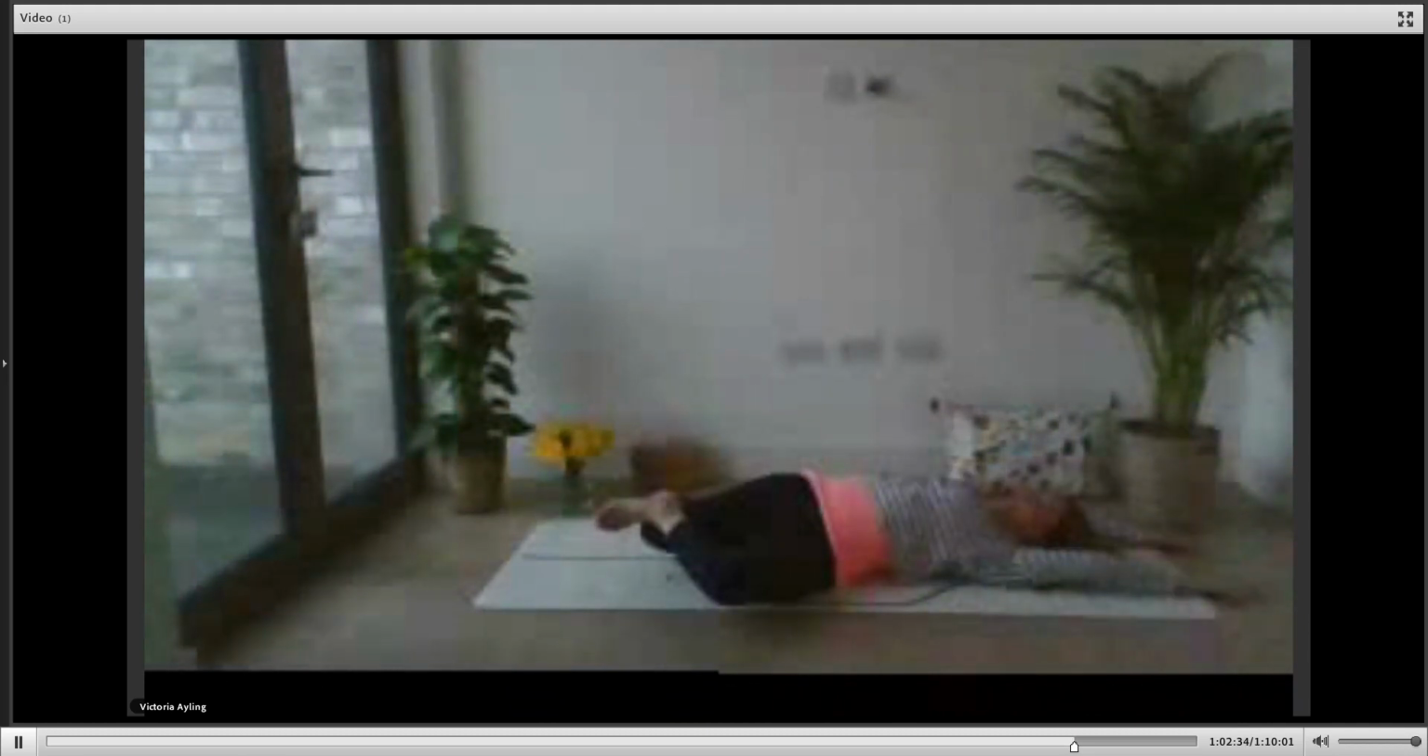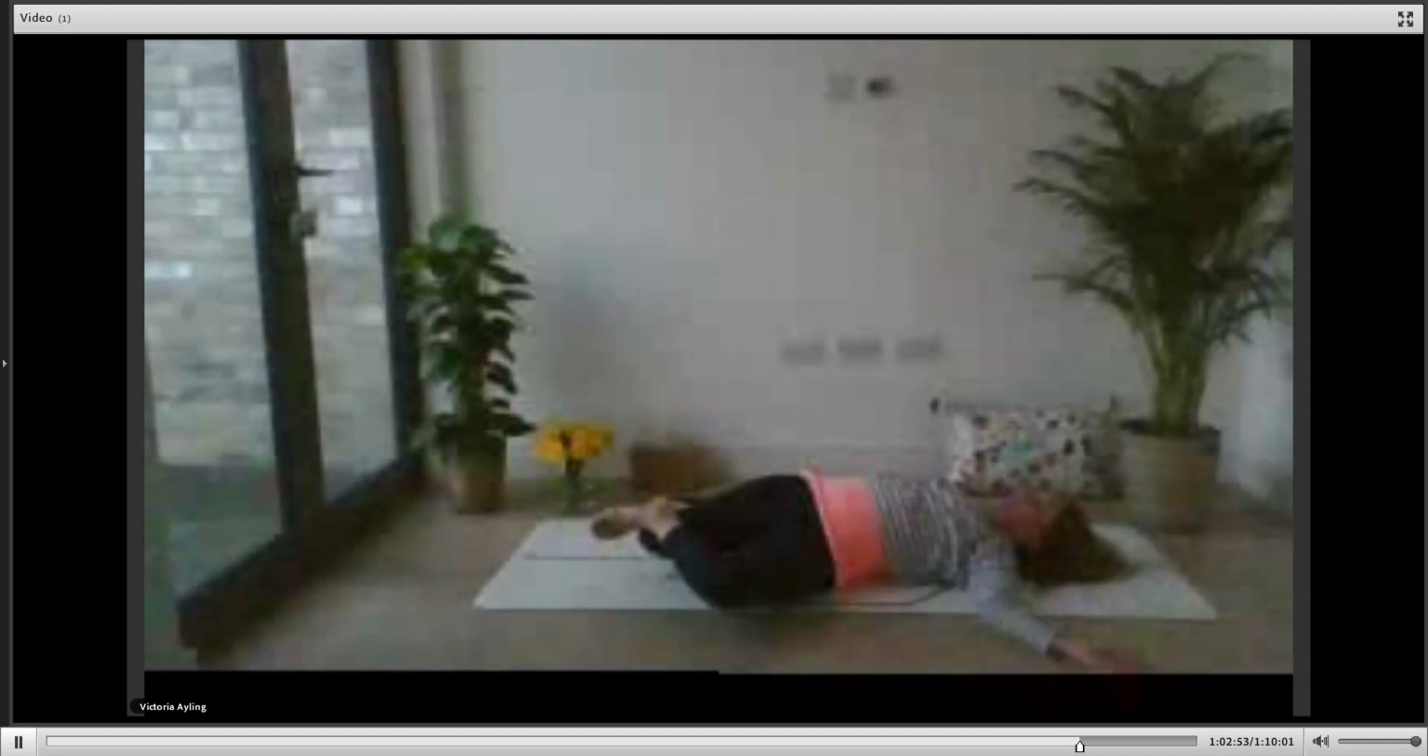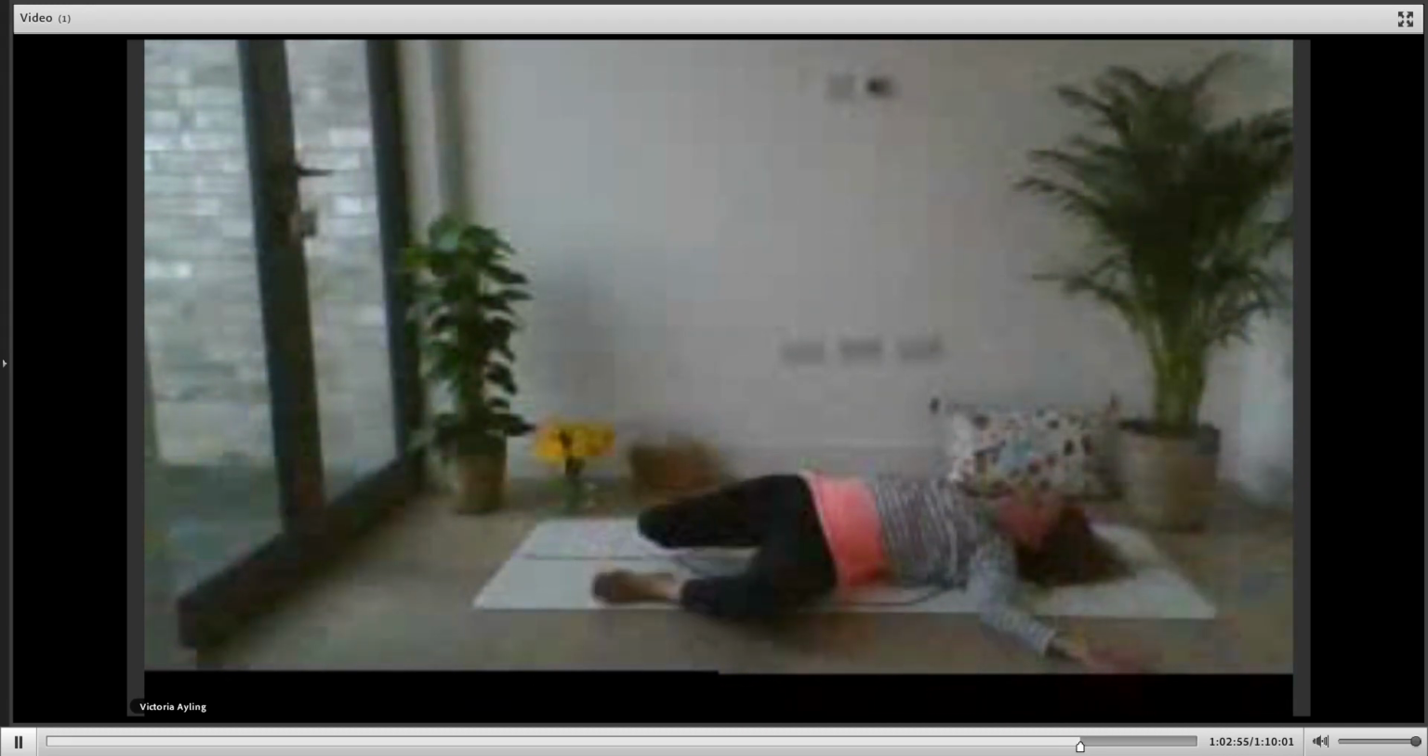And again, perhaps reach the arms behind you. So we're opening up through that right side of the body now. Breath is relaxed. And then bring the arms a little bit lower again. Release your left foot to the floor.